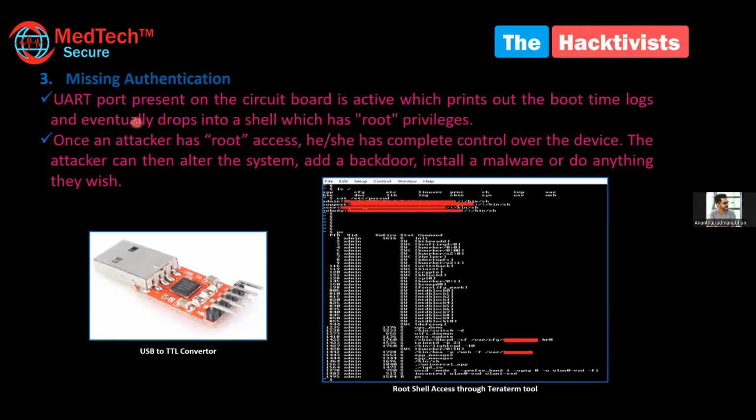For this missing authentication part, the example I have given is: just imagine the device you're testing has a UART port, or it's using the UART protocol. What testing points do we need to find out? We have to mark the receiver and the transmitter. The receiver of the UART point will be connected to this particular device, this TTL converter. Here you can see some pinouts.